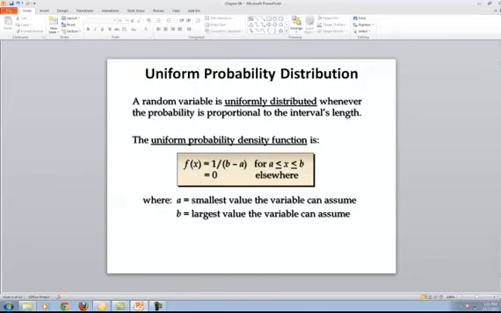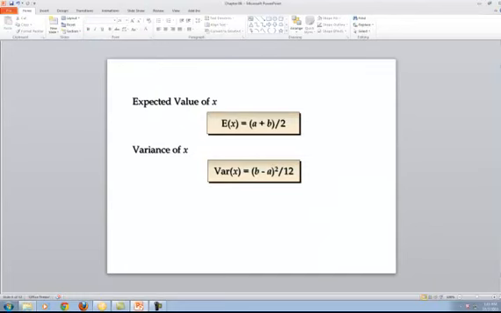Consider the uniform probability distribution. For instance, think of a random variable that ranges from, say, 0 to 6. So its smallest value is 0 and its largest value is 6. And assume that the probabilities are uniformly distributed. In that case, the probability of any interval will just be proportional to the interval's length. And here are the formulas for the expected value of the continuous random variable as well as its variance.